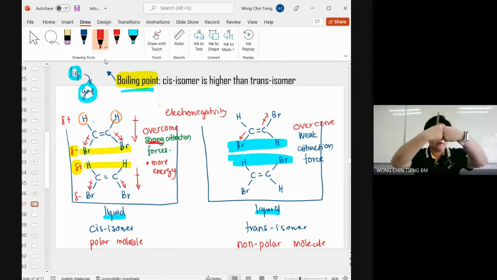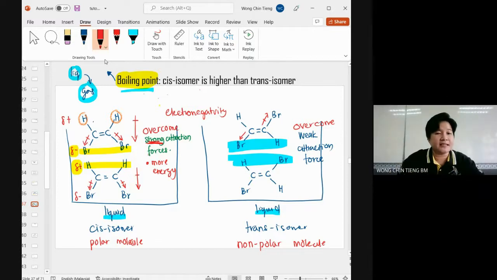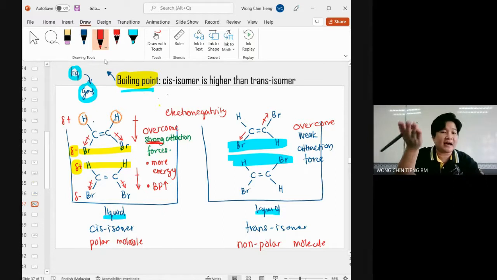Sebab dia tertarik dengan kuat. Bila dia tertarik dengan kuat dan kamu nak lepaskan liquid tu jadi gas, benda ni tertarik dengan kuat, kamu perlukan tenaga yang banyak. Tenaga yang banyak datang dari mana? Tenaga yang banyak datang daripada boiling point yang tinggi. Kamu kena biarkan air kamu atas stove lagi lama. Kamu kena biarkan dia duduk atas api lagi lama. Sebab apa duduk atas api lagi lama? Sebab saya nak tenaga yang lagi banyak. So eventually boiling point jadi tinggi.